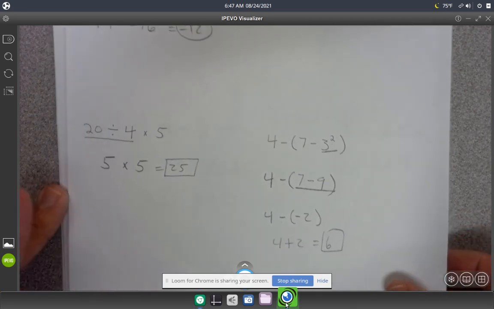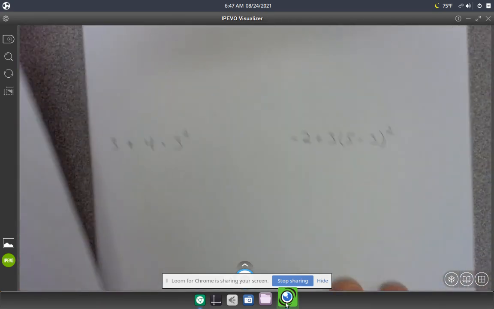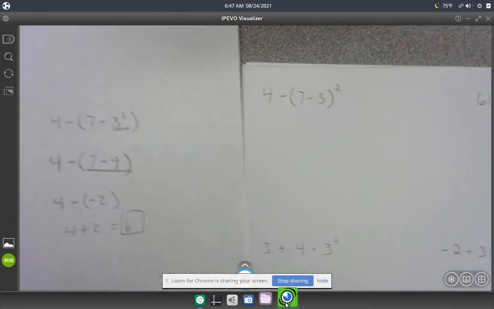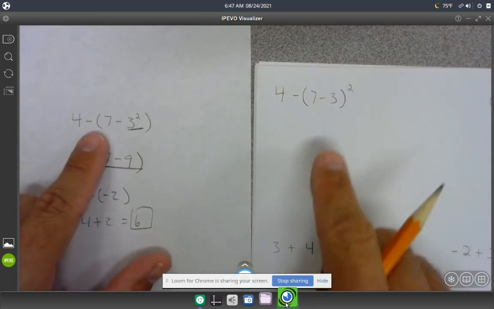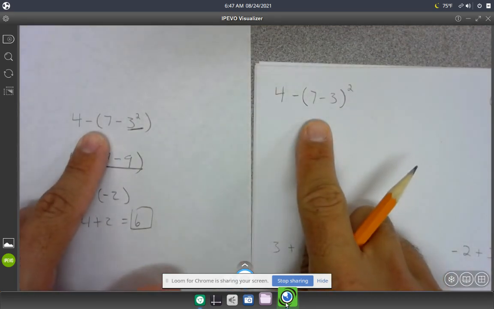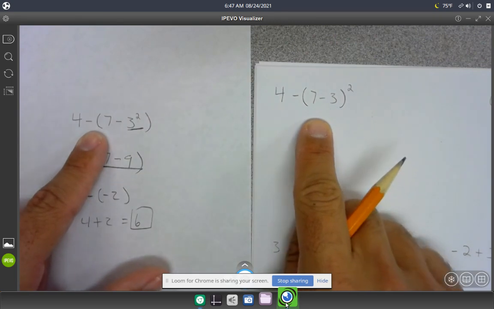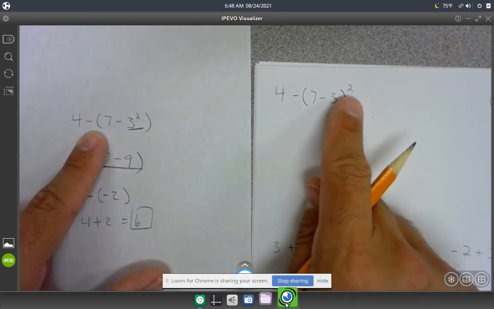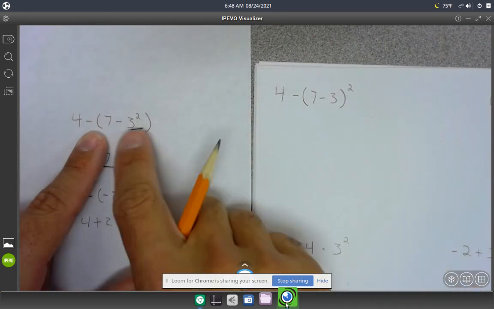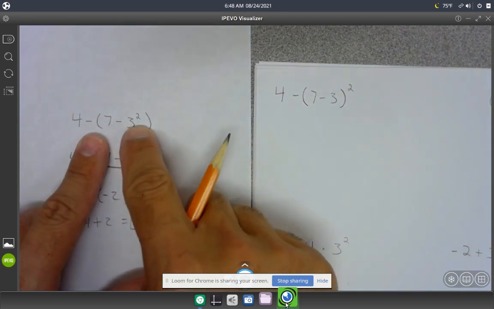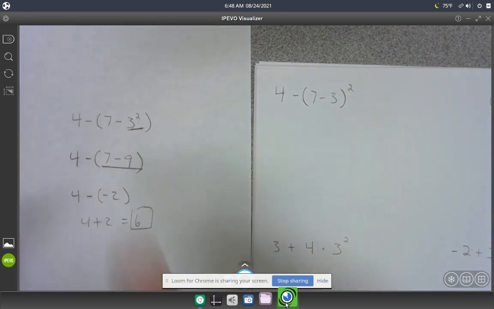All right, one more page of these. I just want to point out these two problems, the one we just did and this first one over here, are very, very similar. It's just where the exponent is. Here, the exponent's outside the parentheses. Here, it's inside the parentheses, only on the 3. Okay?